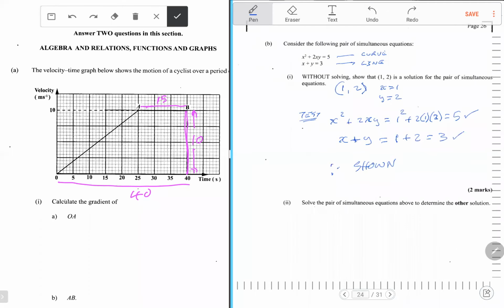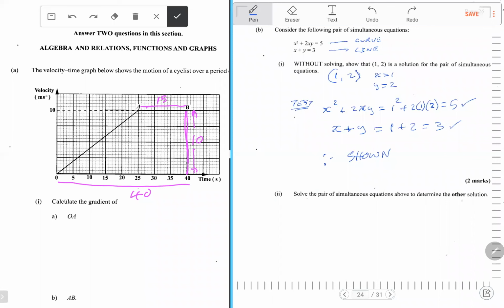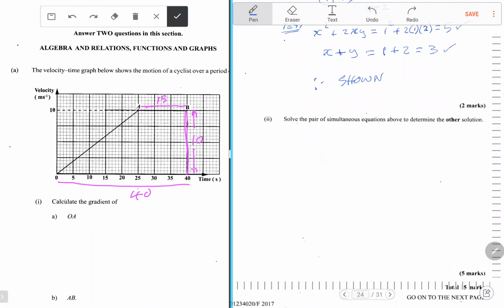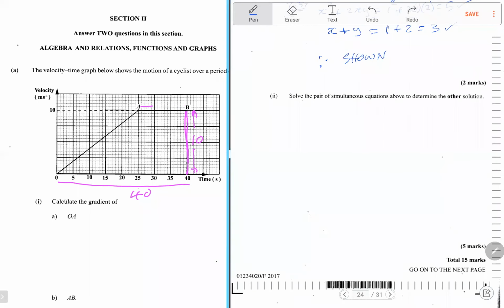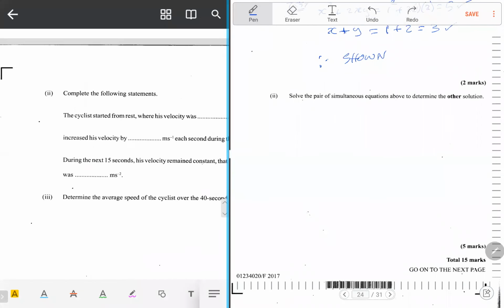Then it says now solve the pair of equations to determine the other solution. Remember, one solution is (1, 2), this point. We're trying to find the other solution. When you proceed to solve it, you're actually going to get two solutions. So let's solve them simultaneously. Let me go down here and show the two equations.